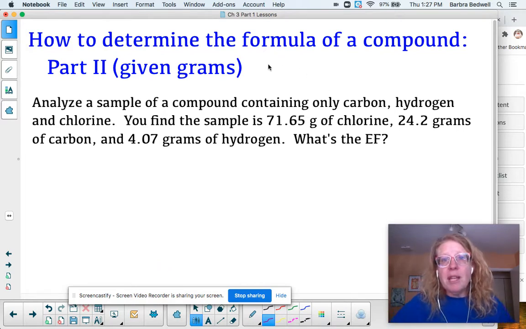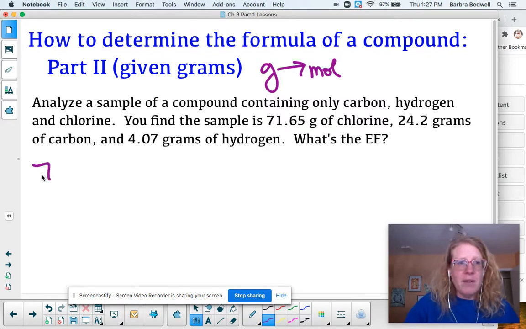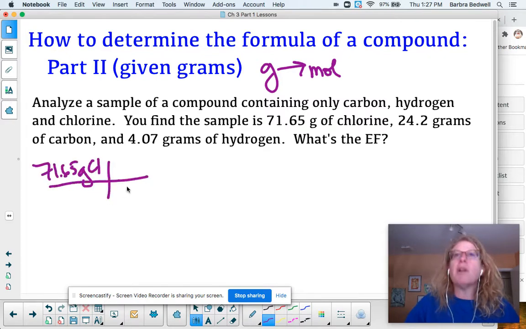So the first thing that you have to do with these is convert grams to moles. The only way we can do that reducing phase is if we are in moles first. So you kind of set it up similarly. I'm going to take my chlorine, 71.65 grams of chlorine, and I'm going to convert grams to moles.